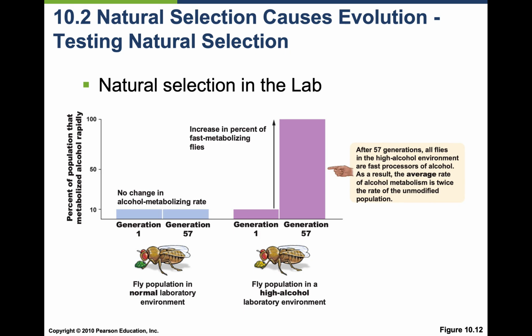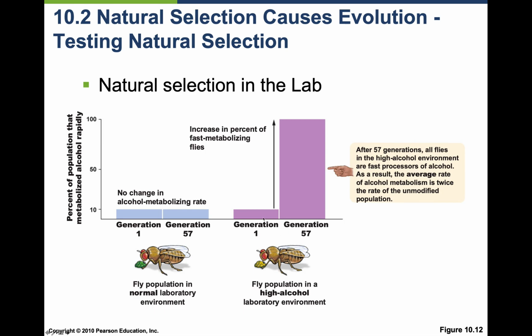So here's an example in fruit flies. If you're looking here, this is the percent of the population that metabolizes alcohol rapidly. This is your normal fruit fly laboratory experiment where you're feeding them on food that does not have a high alcohol content. And what you'll see is that there's no change in alcohol metabolizing rate. It's still present at a very low level.